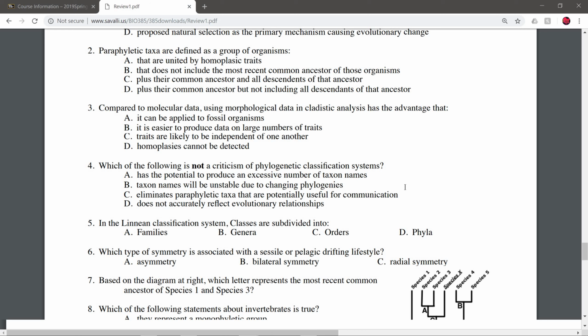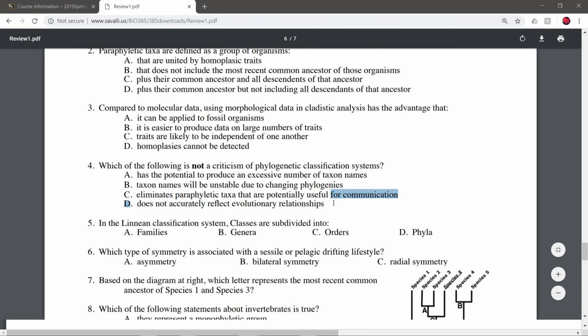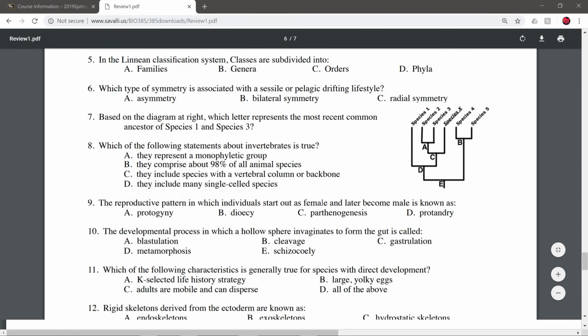Eliminates paraphyletic taxa that are potentially useful for communication. That is true. So let me just think here. So this is a criticism. This is a criticism. This is a potential criticism. Yes, and does not accurately reflect evolutionary relationships. So that's the benefit of phylogenetic classification. They do try to basically reflect evolutionary relationships, often at the cost of other things. So D should be the correct answer. Yes.